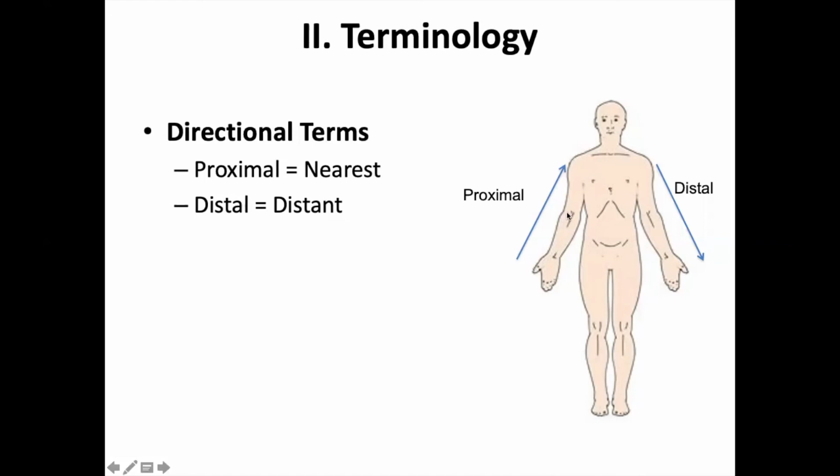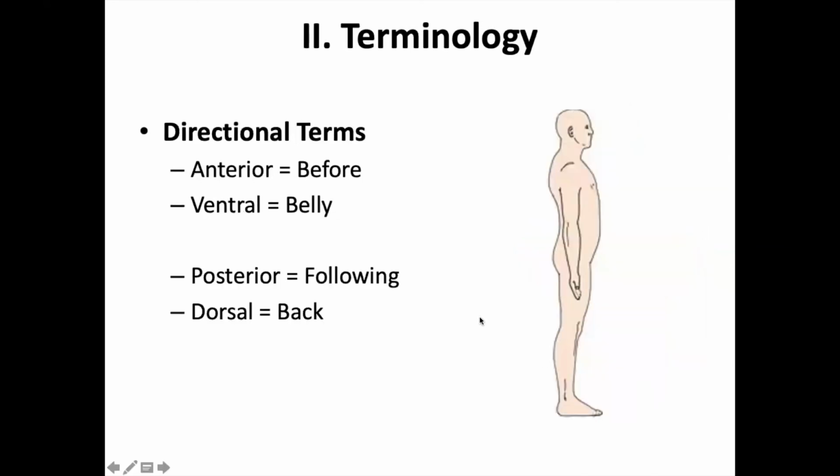So the elbow is more proximal than the wrist. The wrist is more distal than the elbow. And no matter how you hold your limbs, no matter how you raise your hand up in the air, it's still going to be the same thing. Same thing with the lower limbs. The knee is more proximal than the ankle. The ankle is more distal than the knee. No matter how you position your limbs, those will always be the same. That's why we use these words for the limbs.